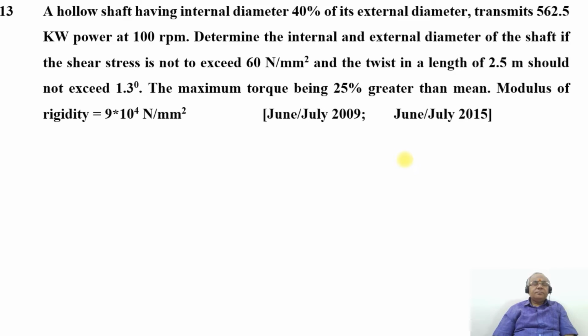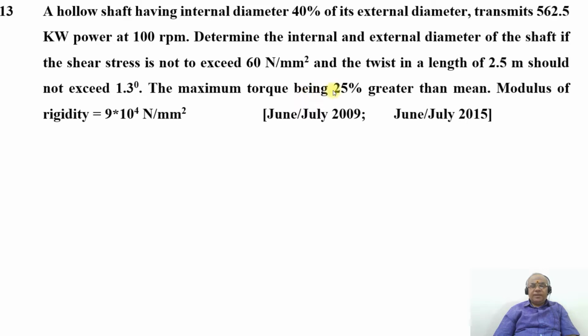Now in this video, we're going to take up one more problem on shaft. The problem number 13 reads as: a hollow shaft having internal diameter 40% of its external diameter transmits 562.5 kilowatt power at 100 rpm. Determine the internal and external diameter of the shaft if the shear stress is not to exceed 60 Newton per mm square and the twist in a length of 2.5 meters should not exceed 1.3 degrees.